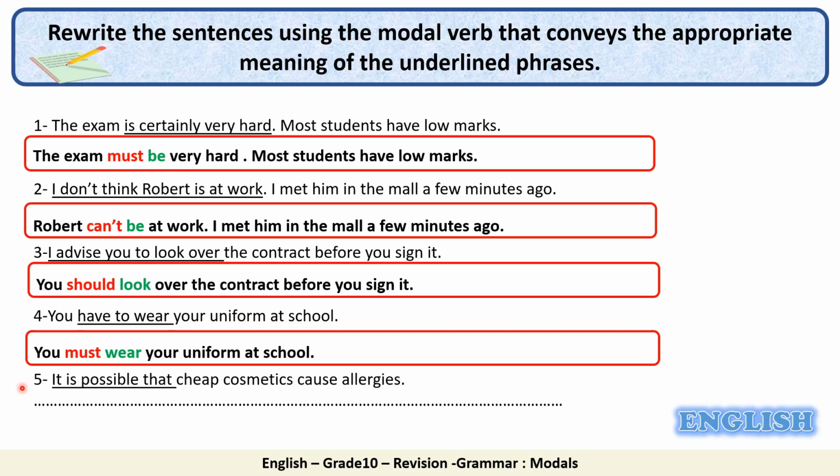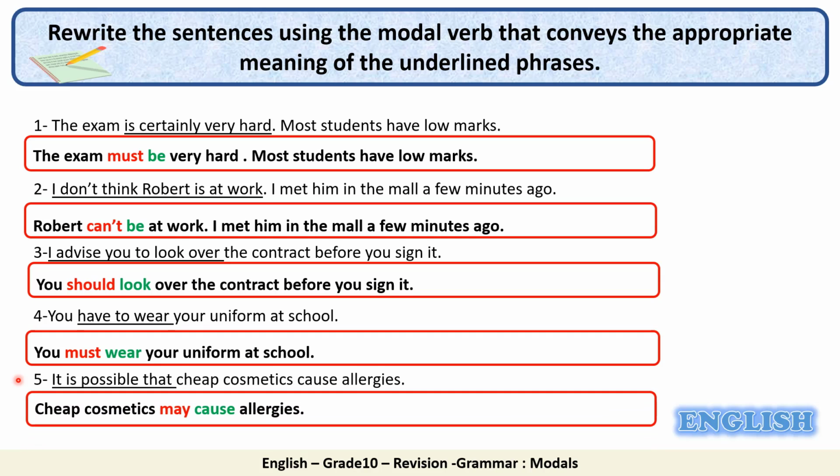Number 5, it is possible that cheap cosmetics cause allergies. Here I need to express possibility, and to express possibility I may use one of these modal verbs, may or might or could. So the correct answer is cheap cosmetics may cause allergies, or could cause allergies, or might cause allergies.